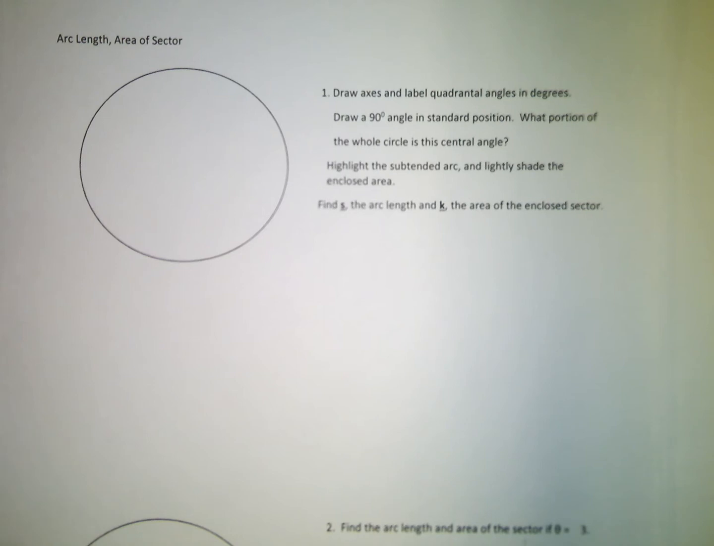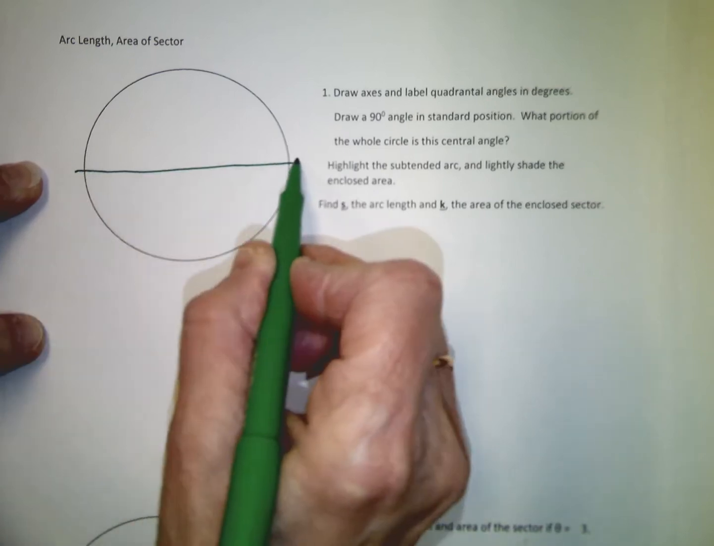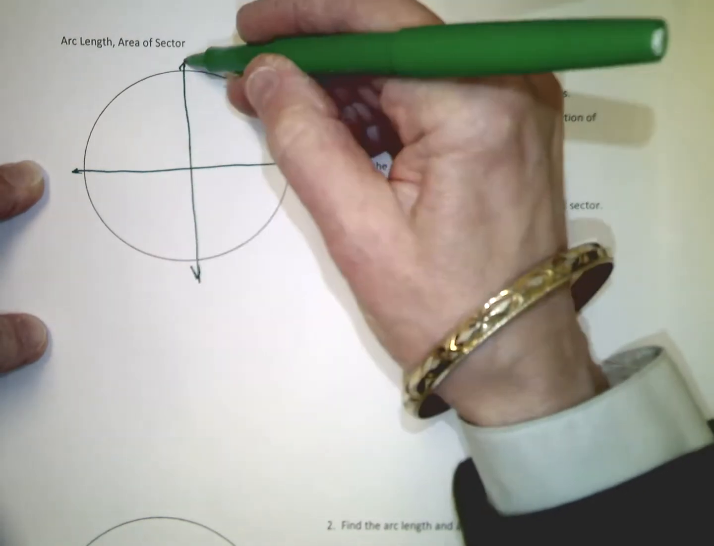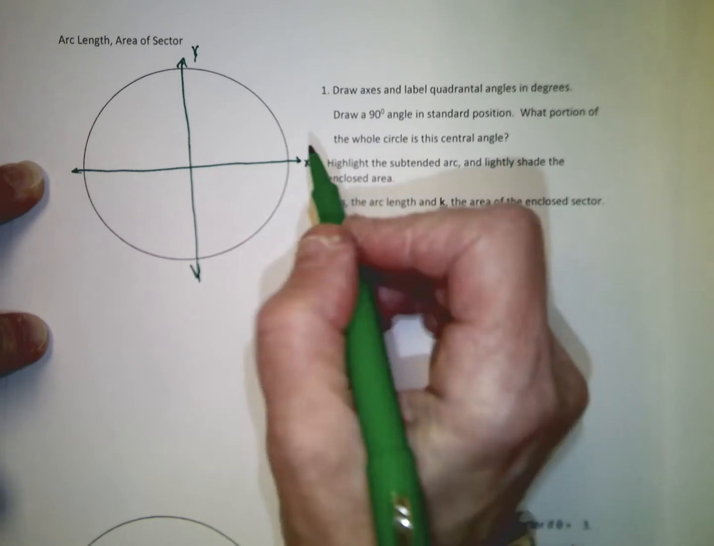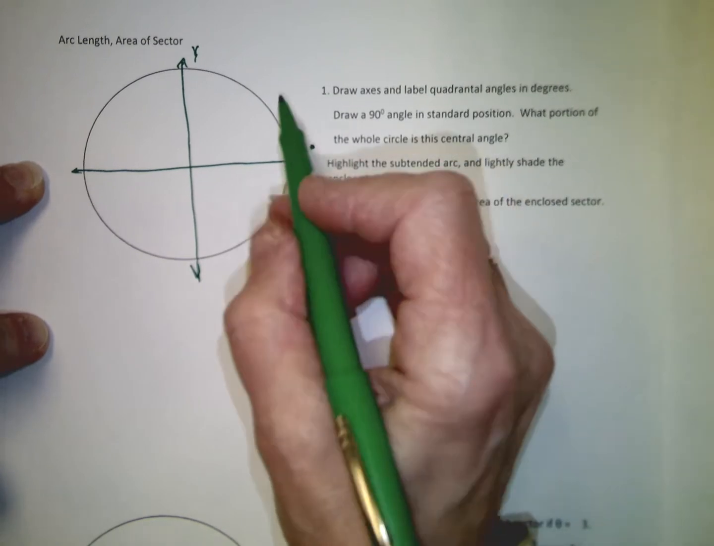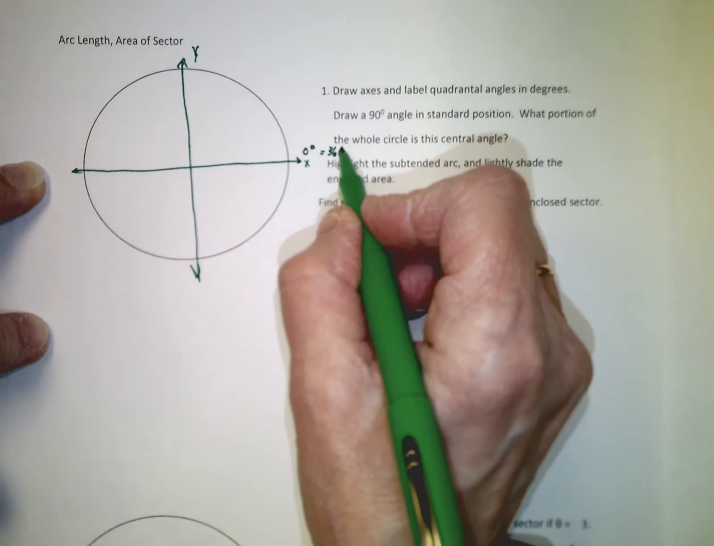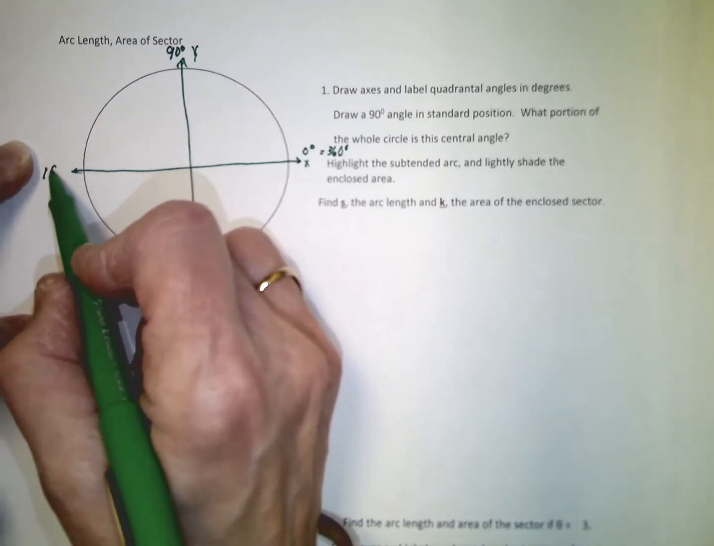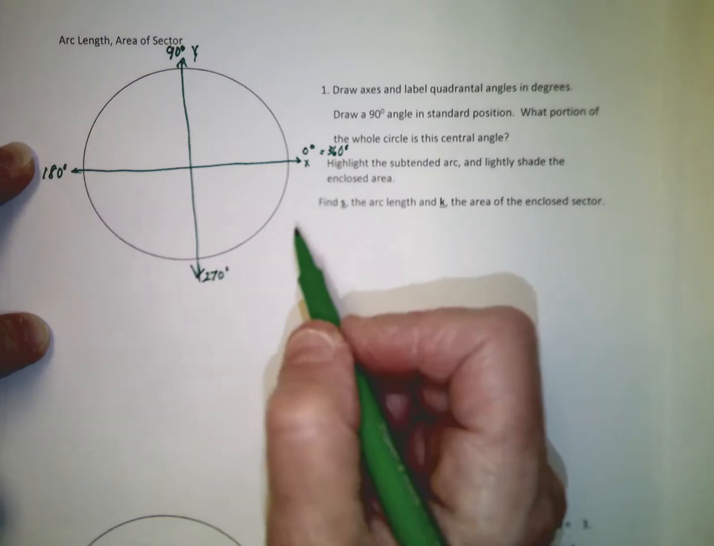So in the first problem, we are asked to draw the axes and label the quadrantal angles in degrees. So we have our x-axis, our y-axis, and I didn't leave much space here, sorry about that. So this is 0 degrees, or, if we go all the way around the circle, it is also 360 degrees. And in a positive direction, counterclockwise, 90, 180, keep rolling around, 270, and that does bring us back to 360.